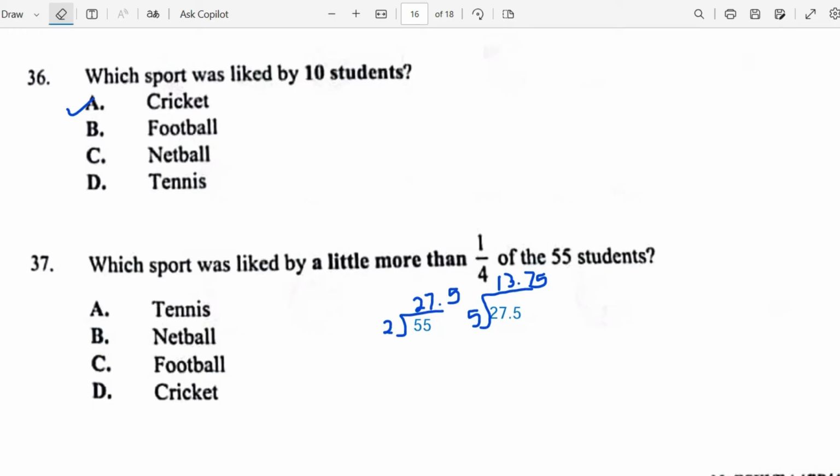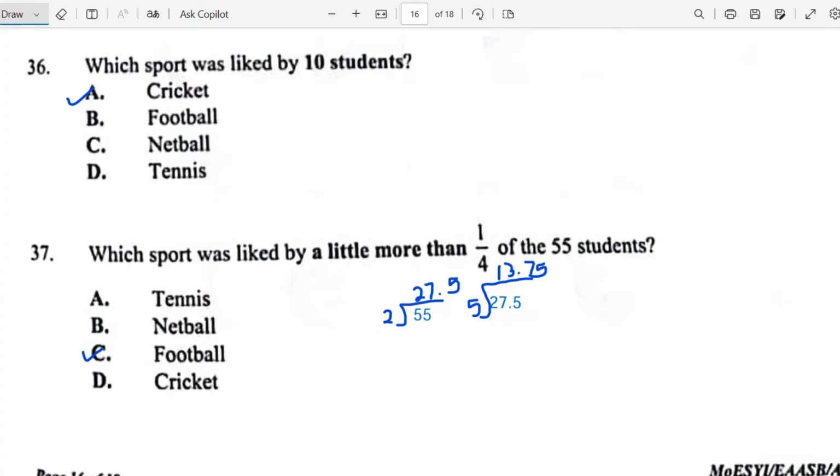3.75. So therefore, we need to now try to find which one was a little more than a quarter. Why erase this? And that would be football, because football was 15.